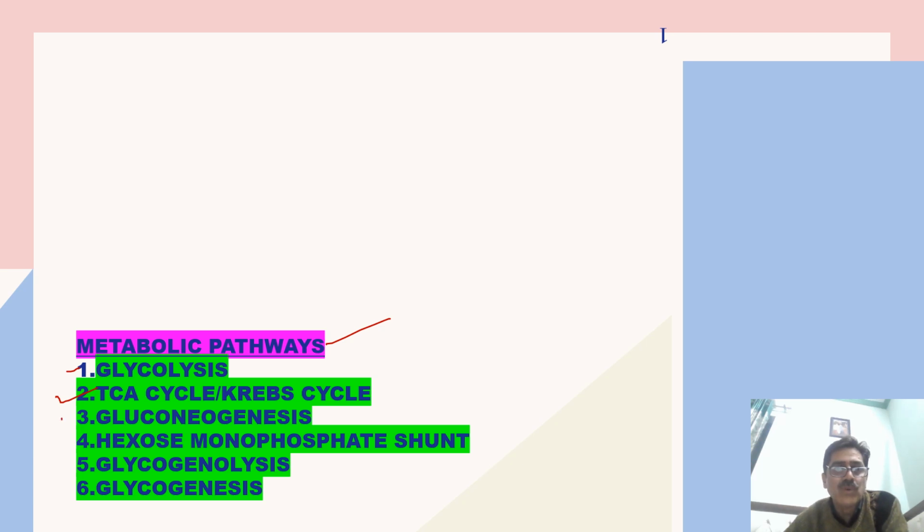Next, we have gluconeogenesis. Then we have the hexose monophosphate shunt pathway, the HMP shunt pathway. Next we have glycogenolysis, and lastly we have glycogenesis. These are the 6 pathways of carbohydrate metabolism. Some of these pathways are catabolic pathways, some are anabolic pathways, which we will talk about later.